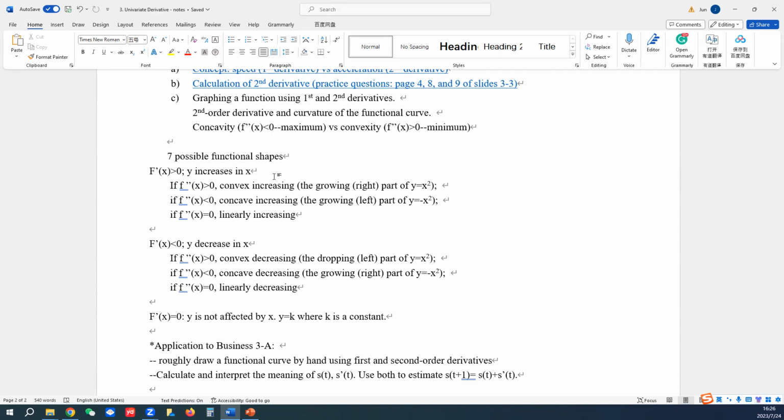When x increases, y should increase. Now the question is, how rapidly should y increase in x? That is told to you by the second order derivative. So if the second order derivative is greater than 0, it is a convex function. If the second order derivative is smaller than 0, it is a concave function. If the second derivative is equal to 0, it is a linear increase. So let me demonstrate to you with my document camera. So this is the first case.